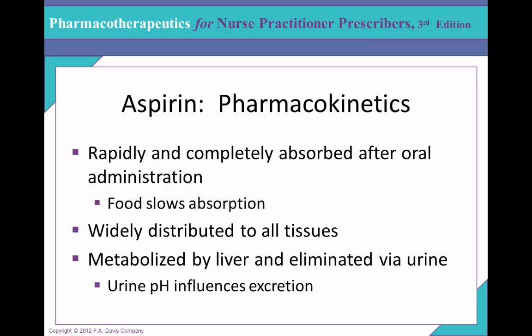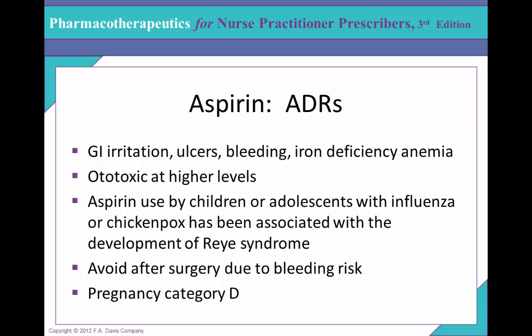It is well absorbed by the stomach. Food will slow absorption, it is well distributed in tissues, and is also metabolized in the liver. It does produce GI irritation and bleeding, mainly due to GI distress, and microcytic hypochromic anemia due to iron deficiency. At high levels, it could produce salicylate toxicity. And let's talk about that.